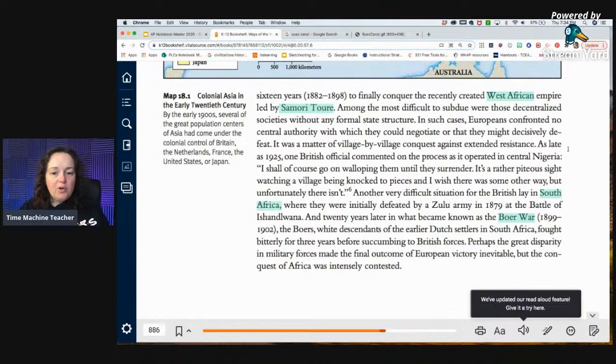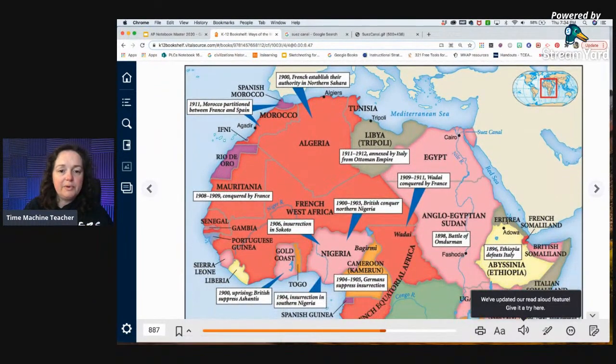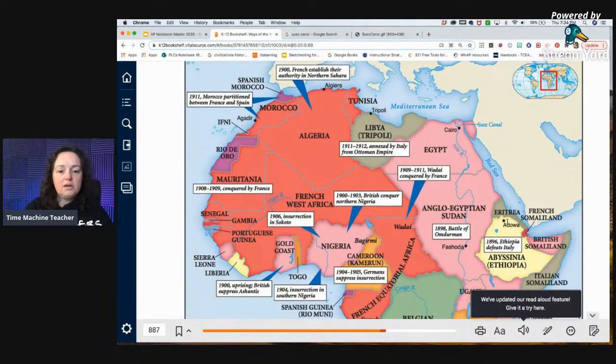The Boers, white descendants of the earlier Dutch settlers in South Africa, fought bitterly for 3 years before succumbing to the British forces. Perhaps the great disparity in military forces made the final outcome of European victory inevitable. But the conquest of Africa was intensely contested. So there was a lot more resistance in Africa than in other parts of the world. It's not to say there wasn't resistance in other parts of the world, because there was, but they're just saying that there was more in Africa.